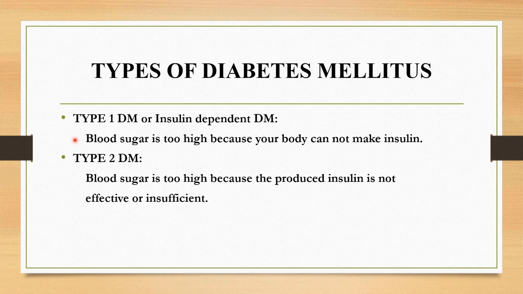So the only way is we have to give some insulin in order to control the blood sugar. That is the reason why it is otherwise known as insulin dependent diabetes mellitus. And in type 2 diabetes mellitus, the blood sugar is too high because the produced insulin is not effective or insufficient.